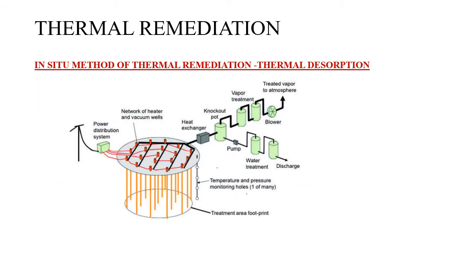Now, this figure here shows you an in situ system of thermal desorption which is applied to the area of contamination. So, once we have identified the area and the volume of soil to be decontaminated, then this system can be installed. And as I said, you will mainly have a heating system, and then you will have an extraction and treatment system.